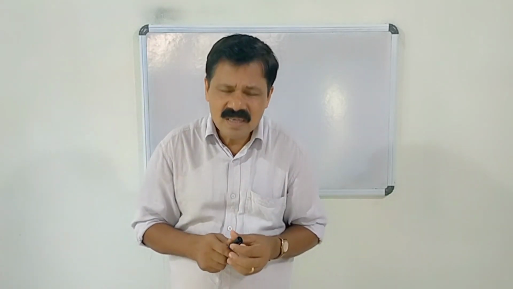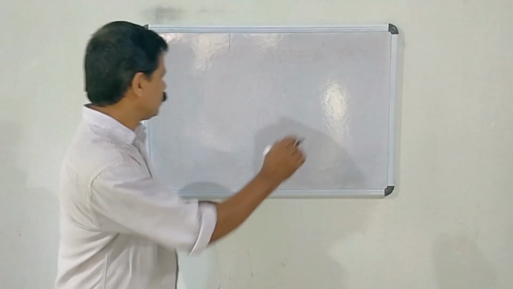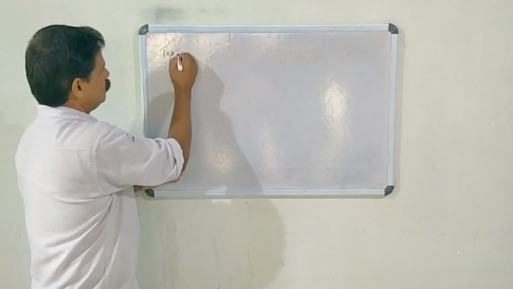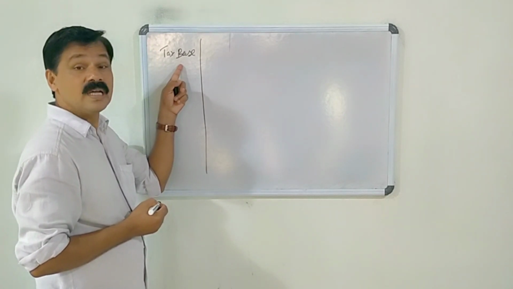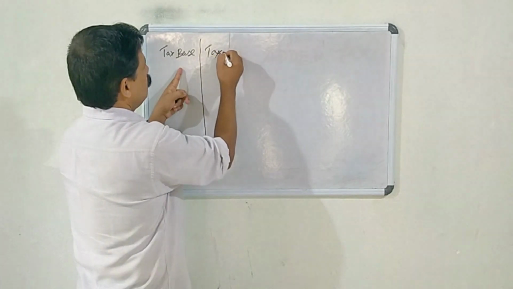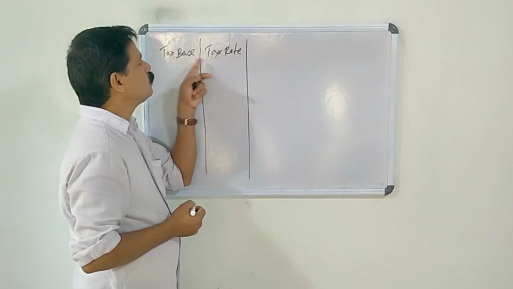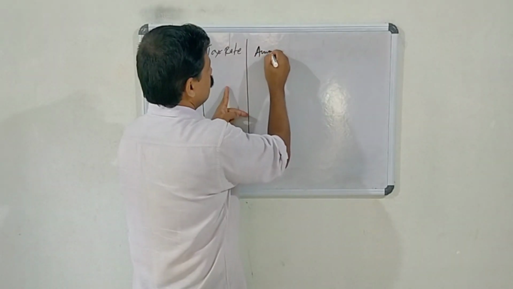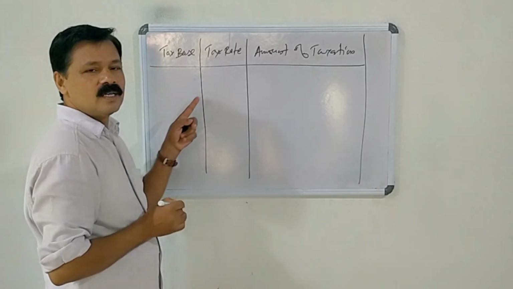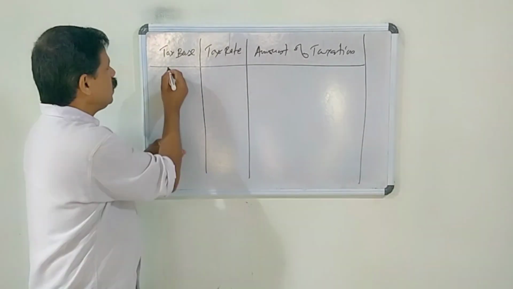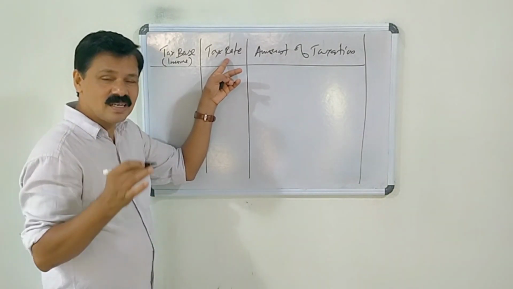This concept can be easily explained with the help of a schedule and a diagram. See the schedule first. The first column contains the tax base or income of the taxpayer. The second column is the tax rate; this is the multiplier, and this is the multiplicand. And the third column is the amount of taxation. The notable point here is that when tax base or income increases, the rate of taxation remains constant, unchanged.